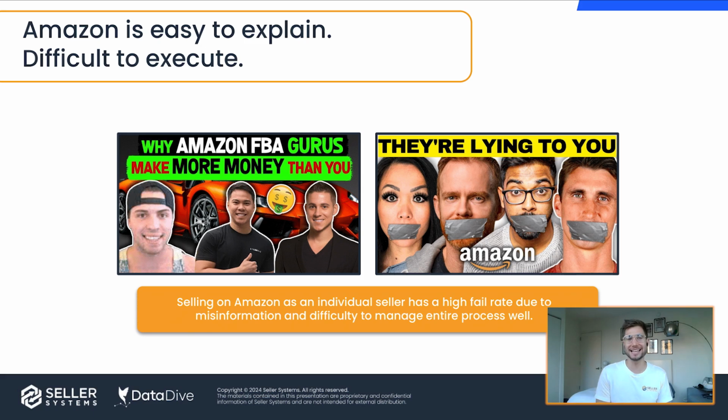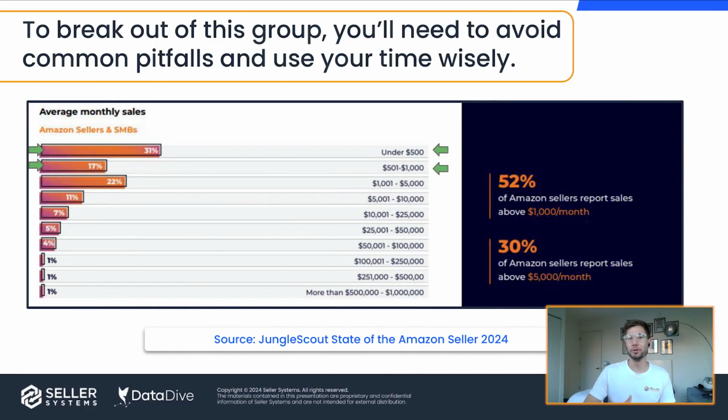The reality is that selling on Amazon as an individual is going to have a high fail rate due to there being a lot of misinformation, but then also the coaches of these programs not accurately explaining what the risks are. We're going to cover a lot of that today, and a majority of people just from watching this webinar, you're going to be in a much better position than the majority of people that are attempting to sell on Amazon.